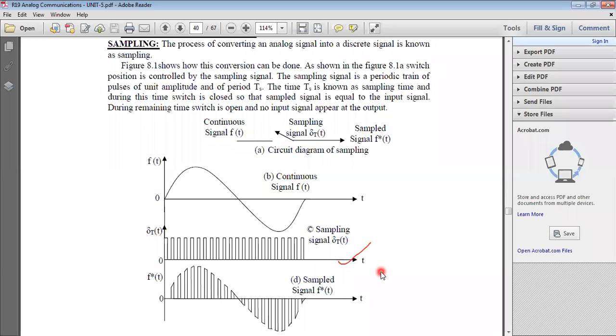So the important point is that the carrier is like a pulse train. That is, we will send pulses. But in the case of previous techniques, the carrier is in the form of an analog signal. So that's why this technique is called pulse modulation.